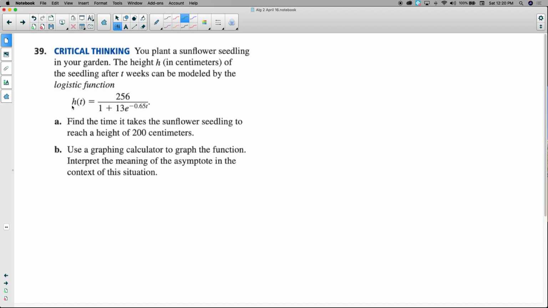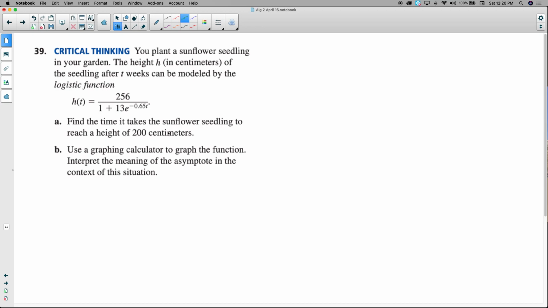So here it is, h in terms of t, the number of weeks. Remember, e is a number, so that's not a variable. So that's number of weeks past: 0 weeks, 1 week, 2 weeks, 3 weeks. And then this models the height of the sunflower as the weeks pass. So part A is: find the time it takes the sunflower seedling to reach a height of 200 centimeters.